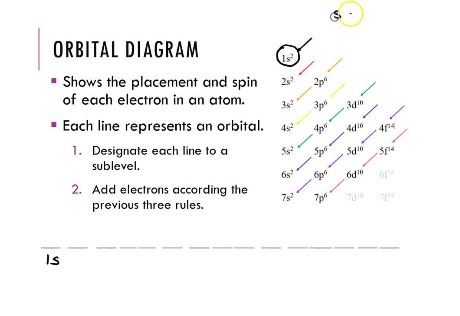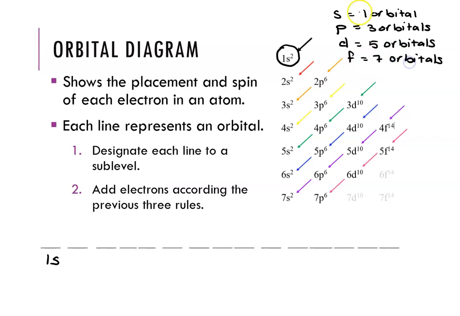If we remember, s always has 1 orbital, p always has 3 orbitals, d always has 5 orbitals, and f always has 7 orbitals. So s only ever gets 1 line, p only gets 3 lines, d gets 5 lines, and f gets 7 lines. Since this is s, I only need 1 line, so I'm just going to make a little barrier here. Next I go to 2s, and since 2s is also still the s, I only need 1 orbital.